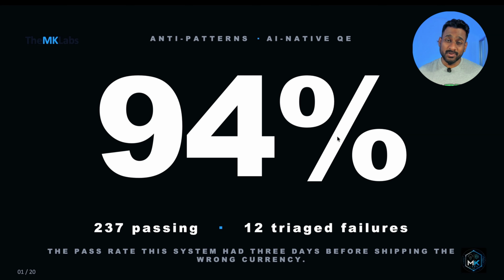Let's hold 2 truths at the same time. The pass rate was real, the pipeline did what it said it did. The bug was real. The customer still got the wrong outcome. This is the trap. Teams treat a single metric like a pass rate as a proxy for quality, when it's often just a proxy for what your tests are able to see.